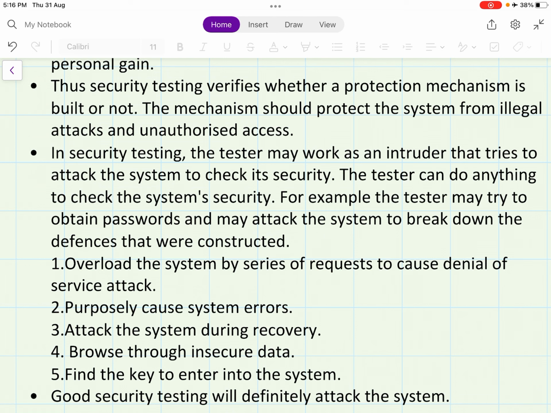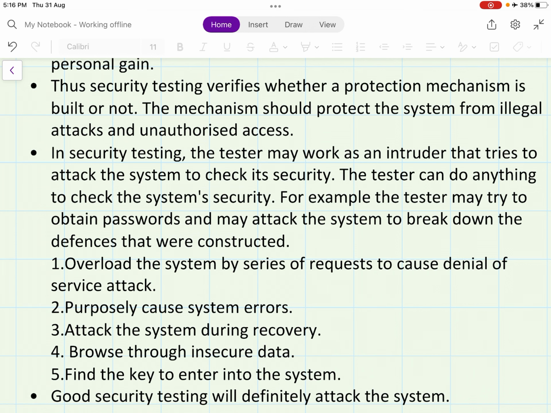In security testing, the tester may work as an intruder that tries to attack the system to check its security. The tester can do anything to check the system security. So there are many ethical hackers. What do they do? They do the security testing. They ethically hack the system to check the security of the system. So they ethically try to intrude inside the system. Intruder means someone who is barging inside your system, someone who is entering inside your system. So they purposely try to attack the system and check the security of the system.